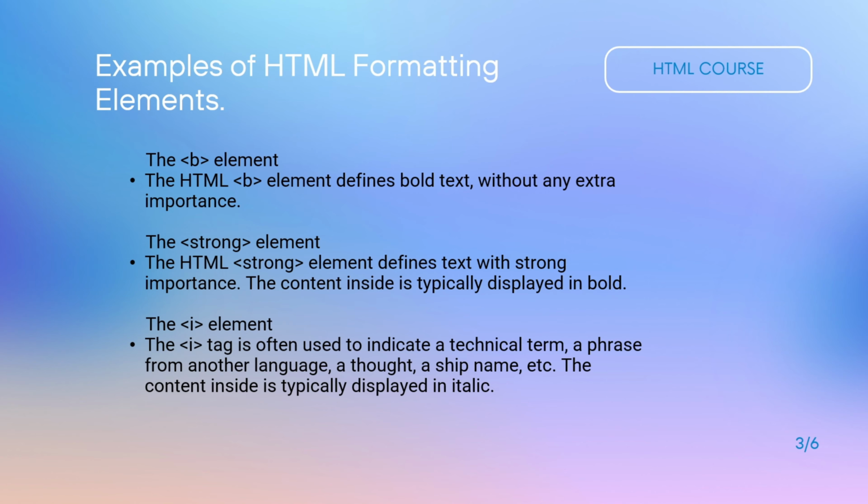The I element. The I element displays text in italic. It is often used for technical terms, foreign words, thoughts, or names of ships and books. This helps separate special words from normal text.